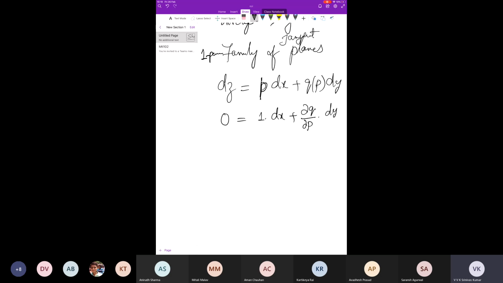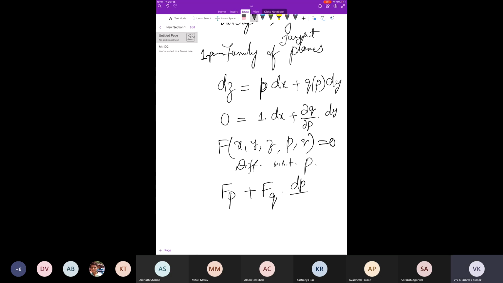So we have this equation, and we also have F of x, y, z, p, q is equal to 0. Differentiate this equation with respect to p. What do we get? We get fp plus fq dq upon dp is equal to 0.